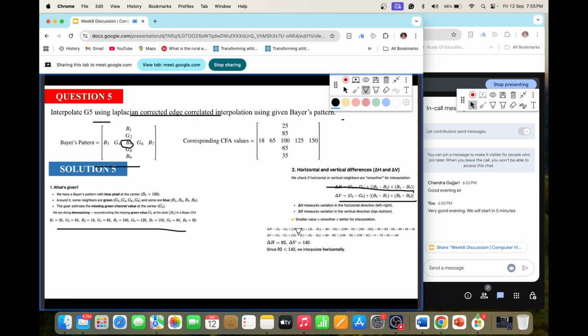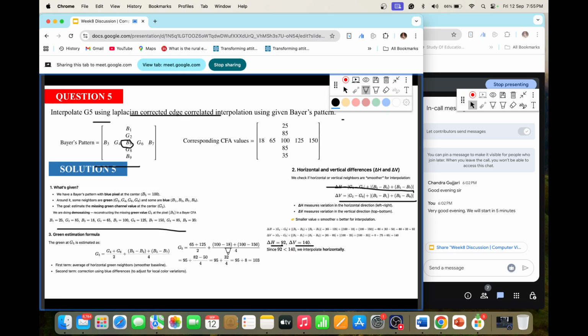Okay, so by this we will calculate delta H. Delta H is coming 92, delta V is coming 140, and we see that delta H is lesser than delta V. So now we will interpolate in the horizontal direction. Interpolating in the horizontal direction, this is the formula. G5 is given by (G4 plus G6) by 2 plus ((B5 minus B3) plus (B5 minus B7)) divided by 4. By this we can calculate G5, and G5 is coming 103. So 103 is the answer.